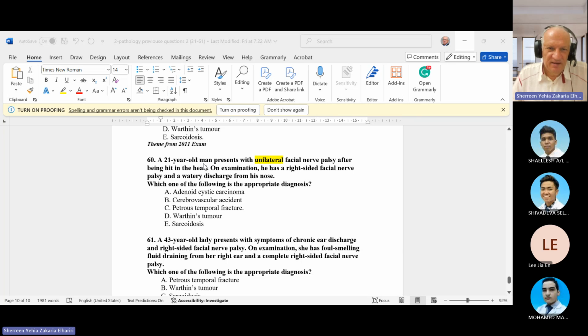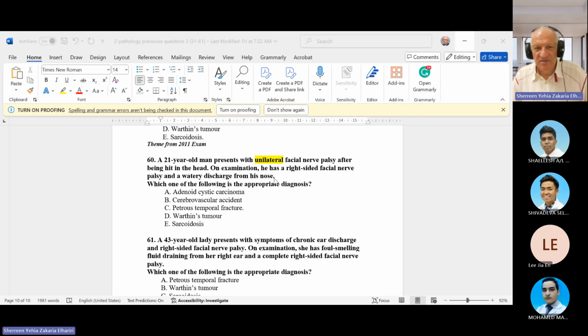A 21 years old man presented with unilateral facial palsy. So it is young, so it is not a tumor. After being hit in the head, on examination, he has right side facial nerve palsy and watery discharge from the nose. Watery discharge from the nose indicates what?